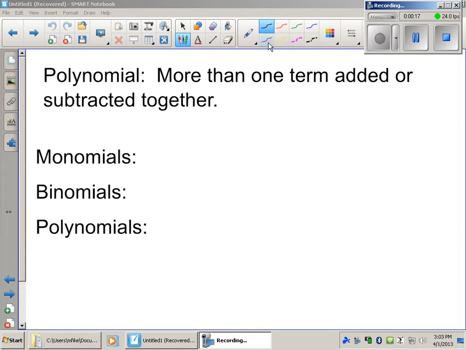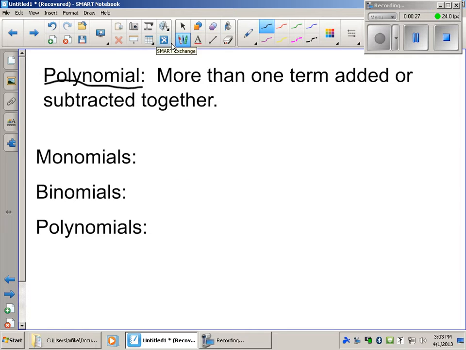So the first thing you might encounter, you may have seen it in your book already for Monday night's homework, was the word polynomial. A polynomial is an expression where there's more than one term and it's added or subtracted together. And then there are monomials and binomials, and anything above a binomial is also called a polynomial. So let's look at some examples here and see if we can figure this out.